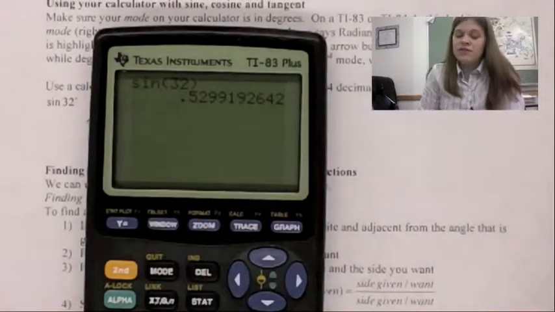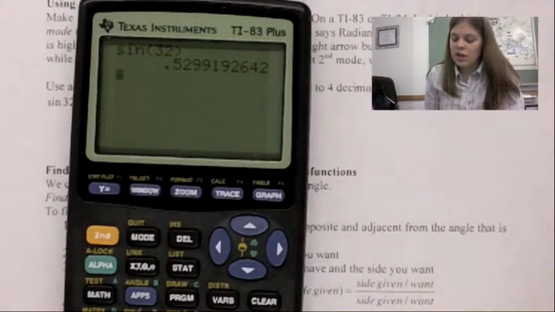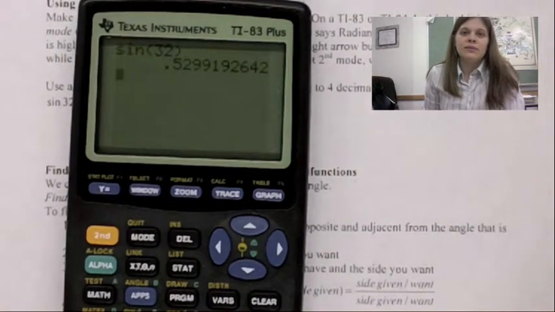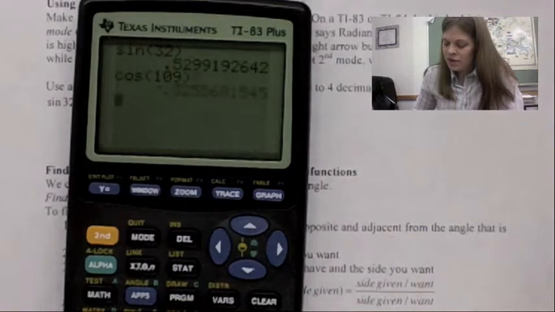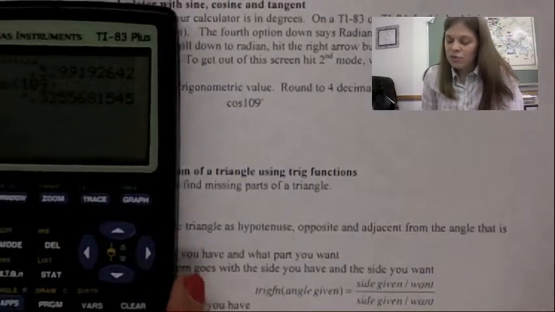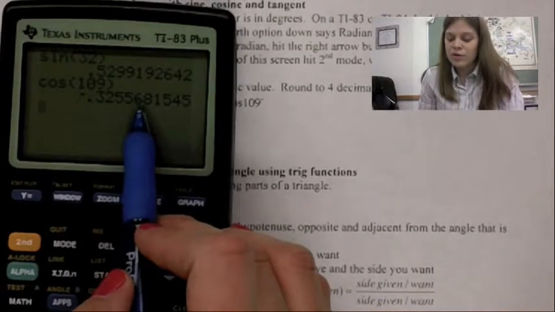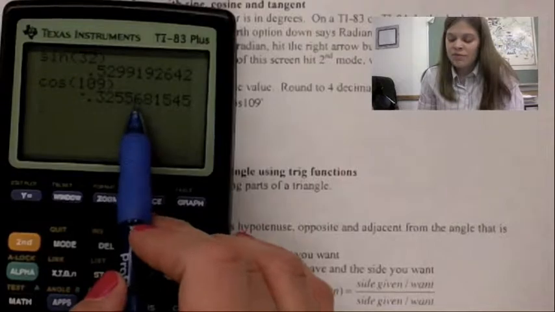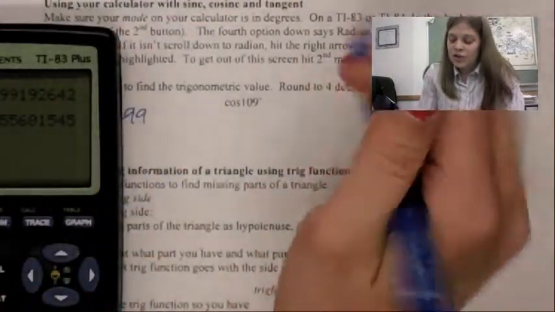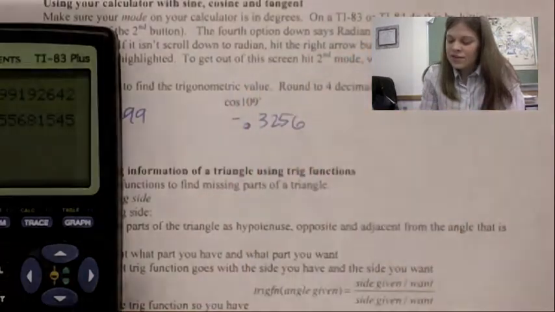Okay. Let's have you try the cosine of 109 by yourself. See if you can get it correct on your calculator. Okay, let's see how you did. Cosine of 109. It should be negative 0.3256. Now notice I'm going to take this 6 here and I'm going to round up this 5 because this is bigger than 5. So it's negative 0.3256.